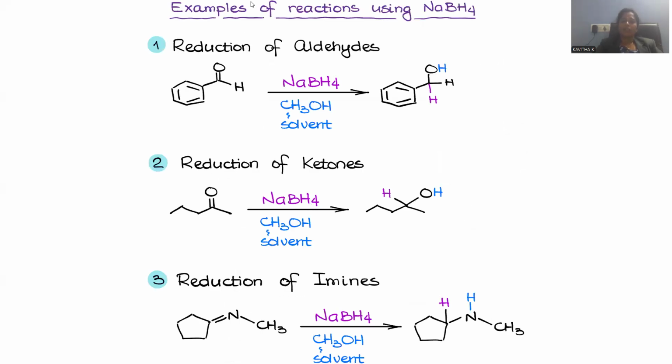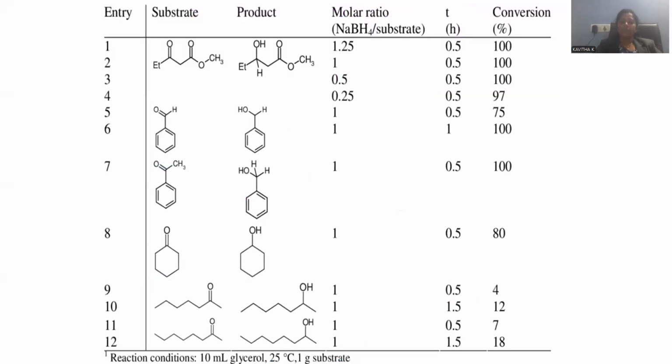And let me go to benzaldehyde. Just now we discussed this one giving rise to benzyl alcohol, and the pentanone giving rise to pentanyl alcohol. And this is another example you can notice: an imine. This is a cyclopentane ring with a double bond to NCH3, an N-methyl imine. Upon reacting with sodium borohydride, the imine is also reduced into a kind of amine. There is a formation of a secondary amine you observe after the reduction. And here is the table which represents the kind of reduction with sodium borohydride.